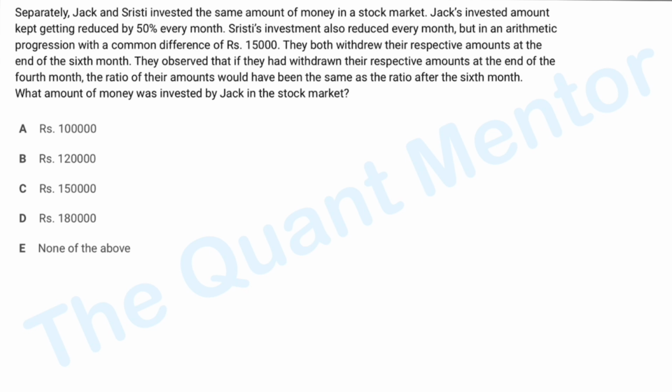Okay, so let's observe something about Jack. Jack's investment is getting reduced by 50% every month. Now, guys, 50% is basically half. So basically, Jack's money is becoming half every month. So if the initial money was, let's say, X, it gets multiplied by half, 6 times. So basically, after 6 months, it becomes X into 1 upon 2 raised to 6.